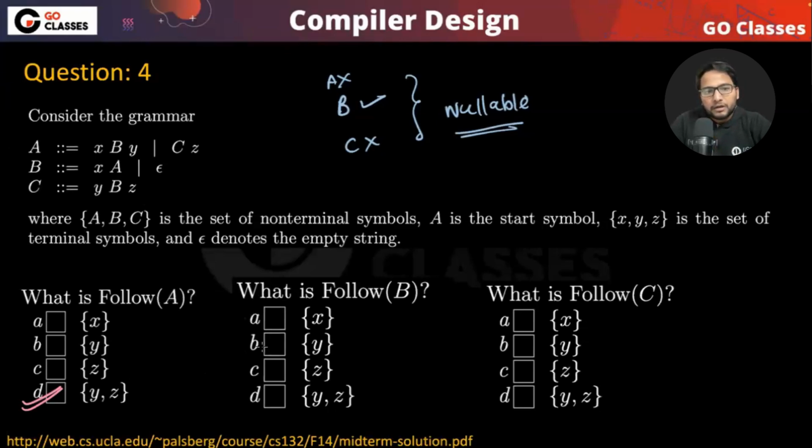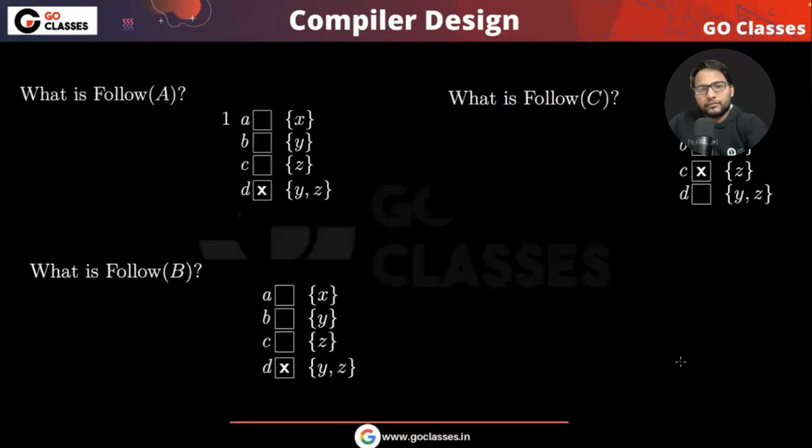Okay. Now, what is the follow of B? It will be the same, right? This small y and small z. So I think D is the correct answer. What is the follow of C? Follow of C will be, see here, C is coming at only one place. So it will be small z, right? So I think C is the answer here.